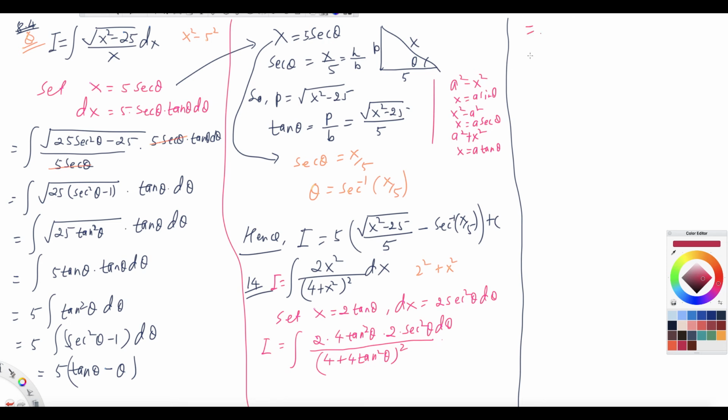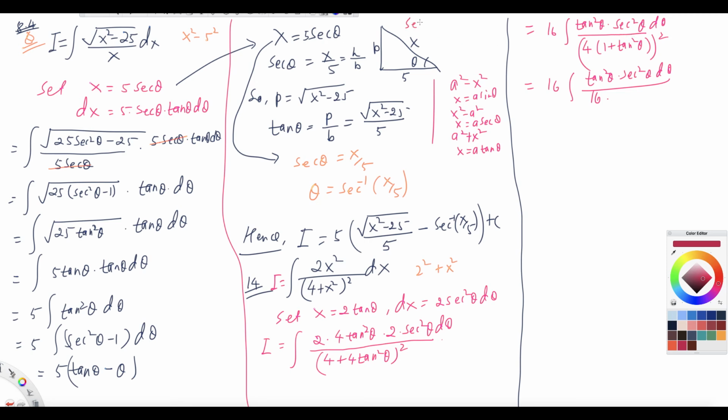Now if you multiply all those, you get 2 times 4 is 8, times 2 is 16, and then the integral of tangent square theta secant square theta d theta, divided by, in the denominator, 4 plus 4 tangent square theta, you take out 4, and you get 4 times 1 plus tangent square theta, and then squared. So how much is that? It is 16, and then the integral of tangent square theta secant square theta d theta over 16 times 1 plus tangent square theta squared. 1 plus tangent square theta is how much? Secant square theta.